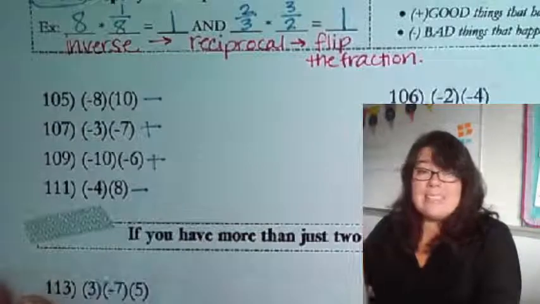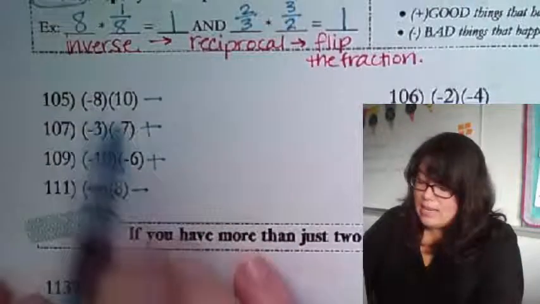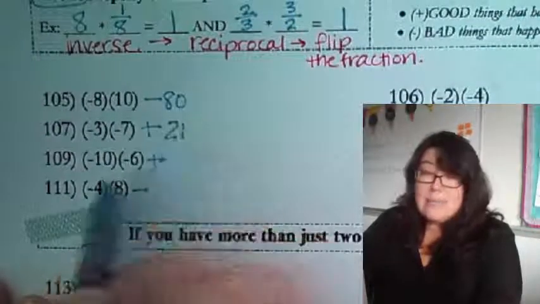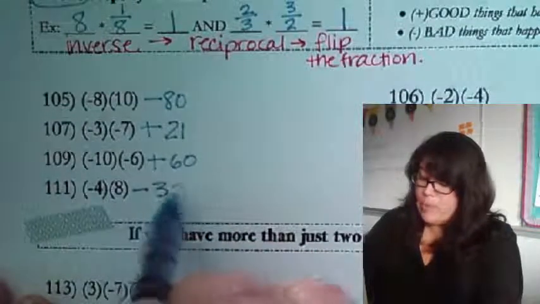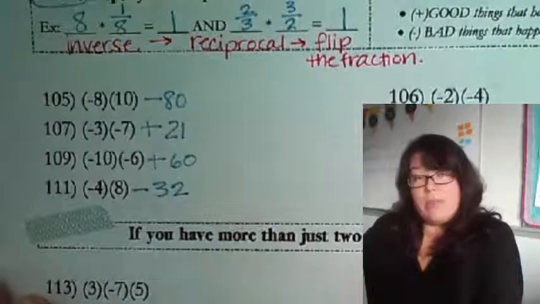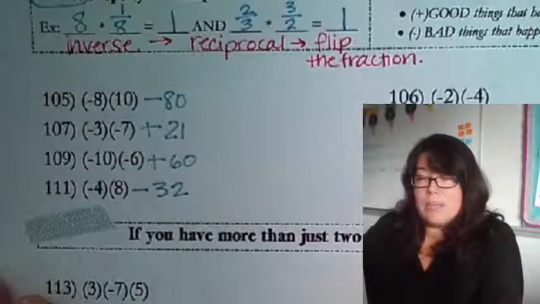Once you get your signs situated, then all you have to do is the multiplication. You have 8 times 10, 80. 3 times 7, 21. 10 times 6, 60. 4 times 8, 32. Now, I want you to pause the video and do these on the right-hand side on your own. Remember to do the sign first and then the multiplication.